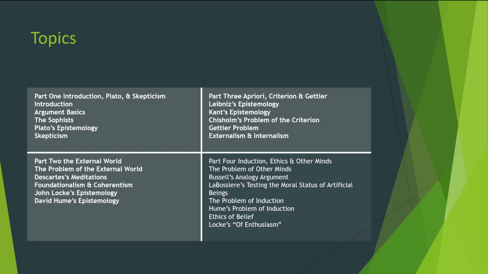Then we'll head to part 3, looking at the a priori, the criterion, and the famous Gettier. We'll begin this part looking at our good dead friend Gottfried Wilhelm Leibniz, a German rationalist, and we'll look at his epistemology. Then we'll go to our good dead friend Immanuel Kant, a very famous dead philosopher, and then on to Chisholm's classic problem of the criterion, and then the Gettier problem, which has bedeviled epistemology for quite some time, and then look at, sort of generically, the broad views of externalism and internalism.